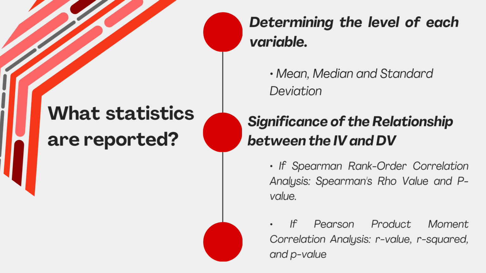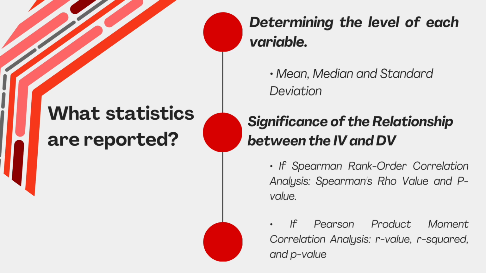And if you will use Pearson product-moment correlation analysis, here are the statistics that are usually reported in the results. First, Pearson's r, or the r value or correlation coefficient. This tells us the strength and direction of the linear relationship between two continuous variables, the IV and DV. For example, your r is equal to 0.68. This indicates a strong positive linear correlation. But if your r is equal to negative 0.35, this indicates a moderate negative linear correlation.